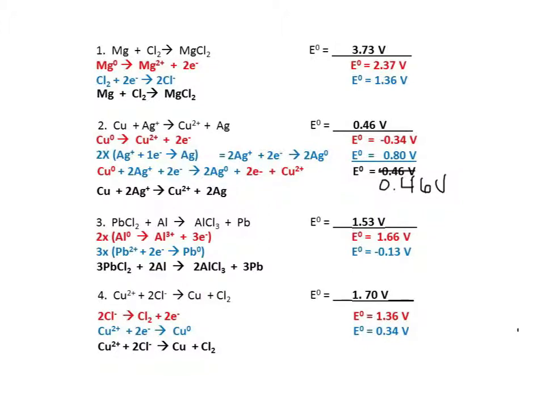So that's pretty much it, how you have to set these up using your table, making sure you flip the voltage sign if it's going to be an oxidation reaction, because all those reactions are written as reduction reactions. Then add up the 2 voltages for both the oxidation and the reduction reaction to get your E0 for your cell.